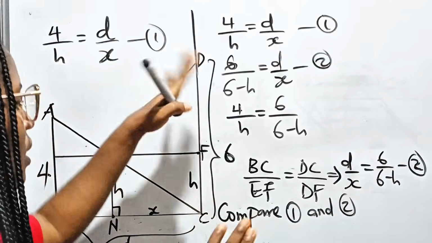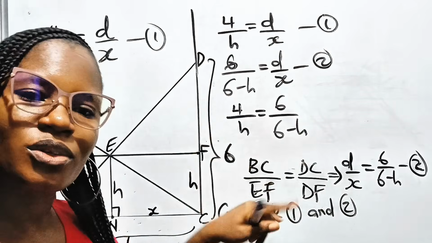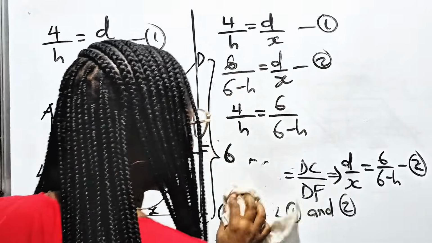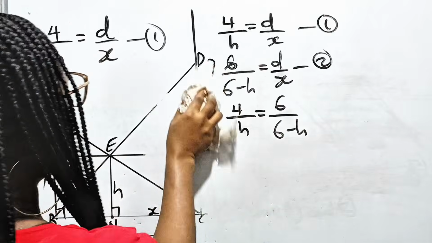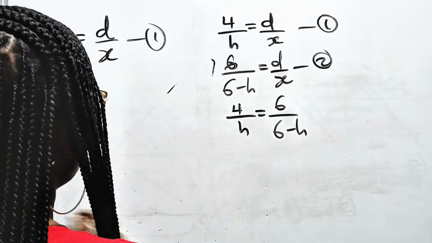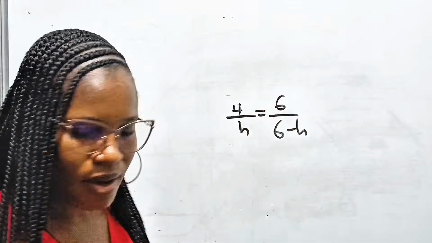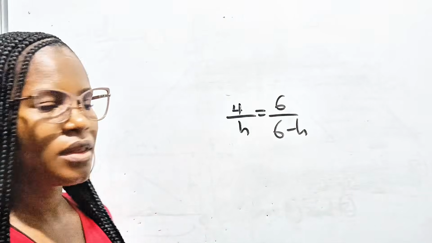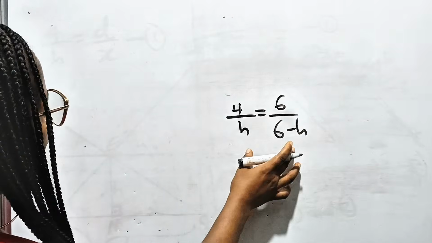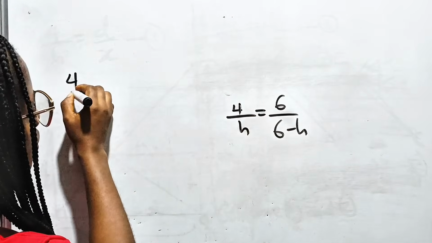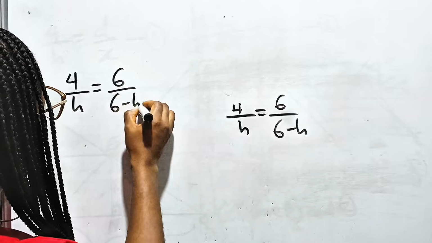Very important. Now we'll clean every other thing, because right now that equation is the most important equation on this board. So every other thing should go. We don't need it. Even this one. Even this. We don't need it. Okay. So all this, my running around, everything is because of this equation. Okay. So now I have 4 over h is equal to 6 over 6 minus h.